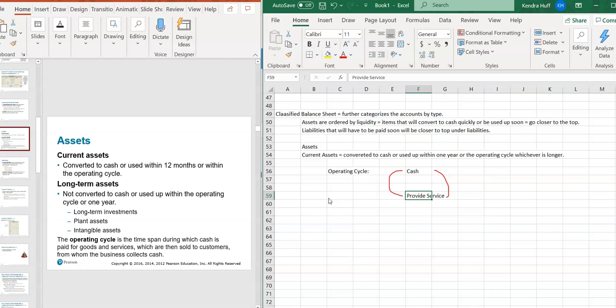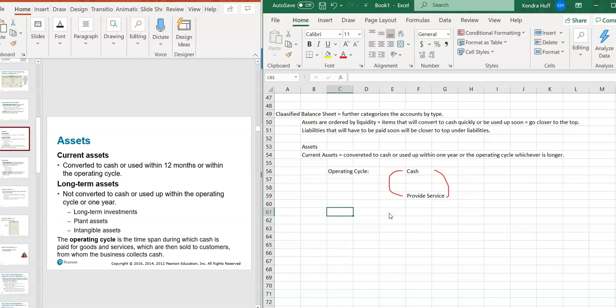So generally, we will use 1 year, right? And in this class, we'll use 1 year as our rule of thumb for if something is a current asset or not. This could be a little bit longer depending on what we're doing and what type of service I'm providing. So for instance, if I'm building aircraft carriers, it'll probably take me a couple years to build the aircraft carrier. So in that case, my operating cycle would be longer than a year.